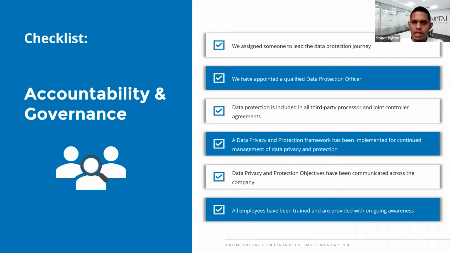Five, data privacy and protection objectives have been communicated across the company. So not just the leaders, not just the persons who may be working on this on a day-to-day basis, but everybody in the organization understands what our strategic direction is when it comes to data privacy and protection. Six, all employees have been trained and are provided with ongoing awareness. So again, you can do a mental check for the ones that you can say, yes, we've done this. And the ones that we haven't, you can put an X and we'll keep track of those.